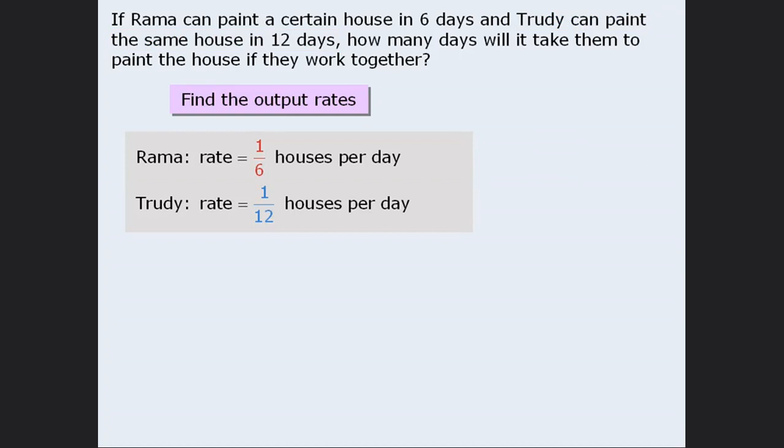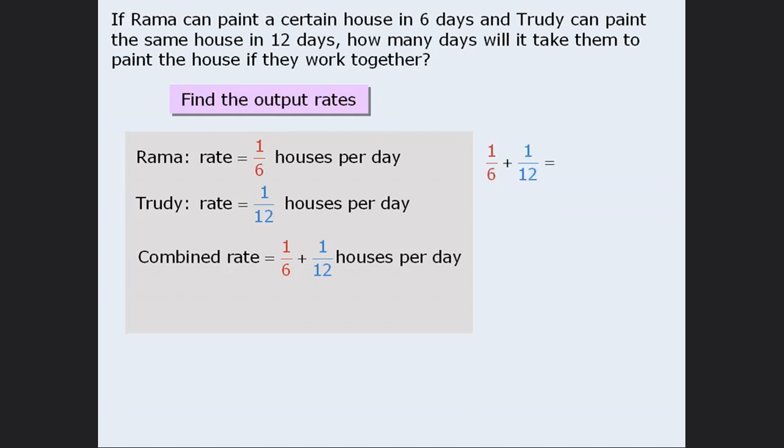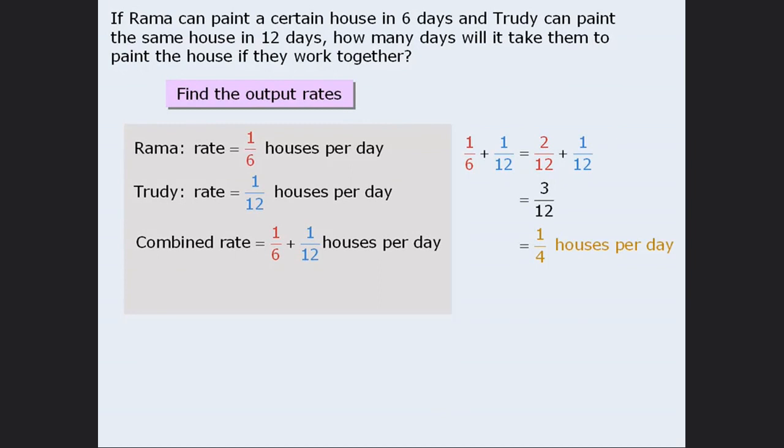Now we want to determine how long it will take Rama and Trudy to paint the house if they work together. To do this, we must first find their combined output rate. This will equal Rama's output rate plus Trudy's output rate. Let's go over here to add these two rates. First, we will write them with common denominators, then add the numerators, and then simplify this to get a combined rate of 1/4 houses per day.